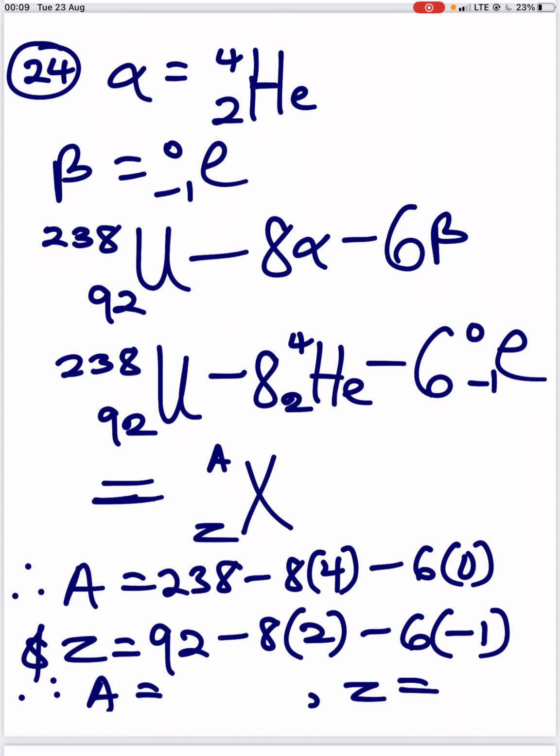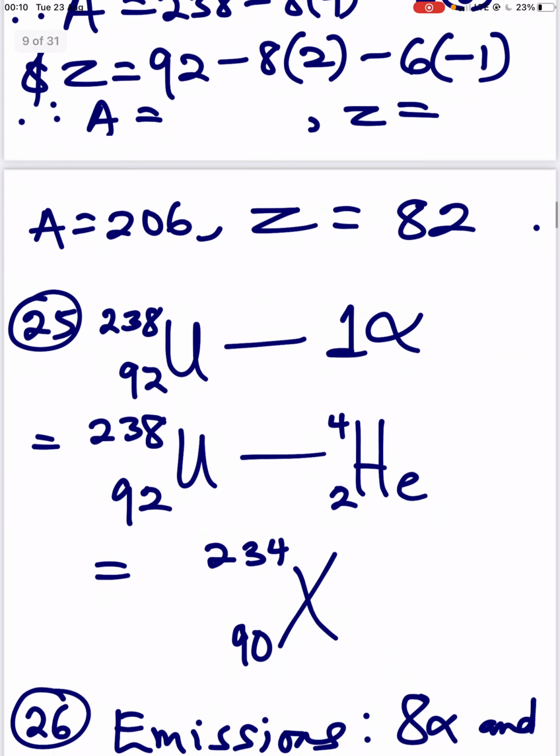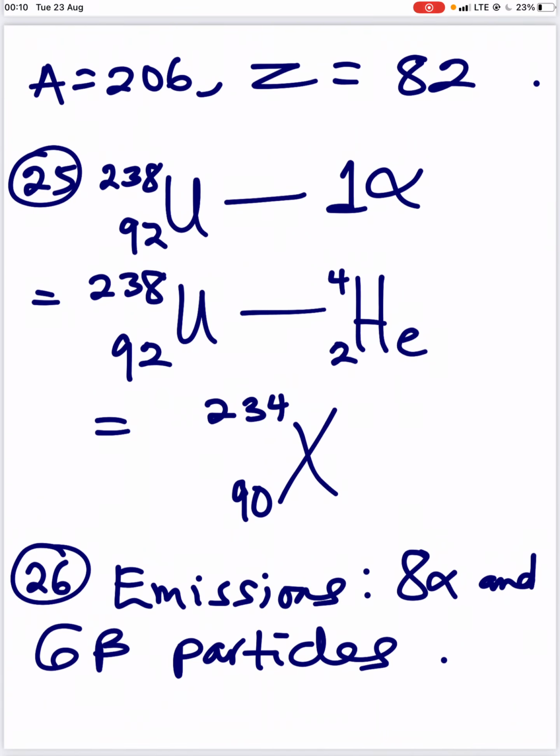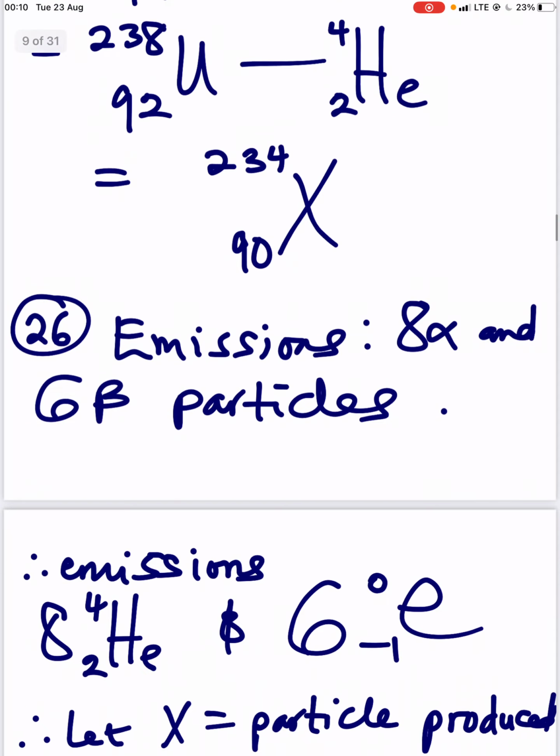Just like ordinary chemical equations must be balanced, nuclear equations too must be balanced. So you get that 238 minus 8 times 4 minus 6 times 0 must give you A. And that gives what? You press your calculator to get the answer there. Also, Z will be equal to 92 minus 8 times 2 minus 6 times minus 1. That gives Z as 82 and A as 206. The same thing happens in number 25, but that's just a uranium nucleus emitting 1 alpha particle. You get the answer there.